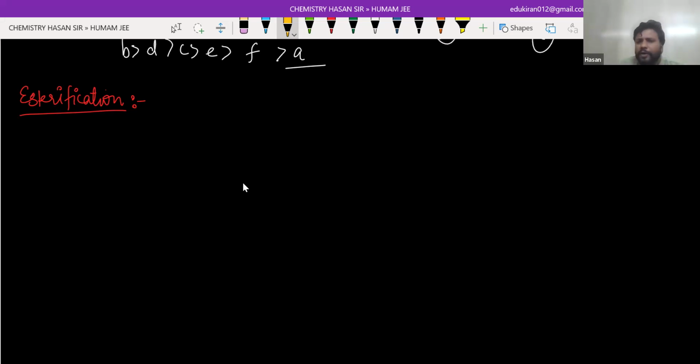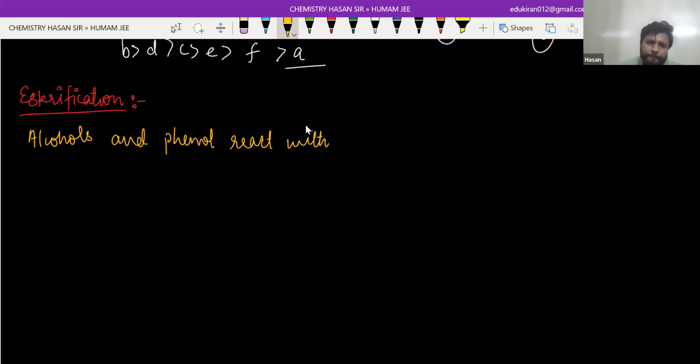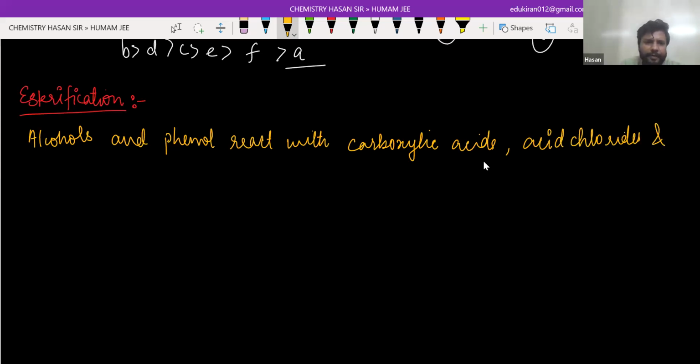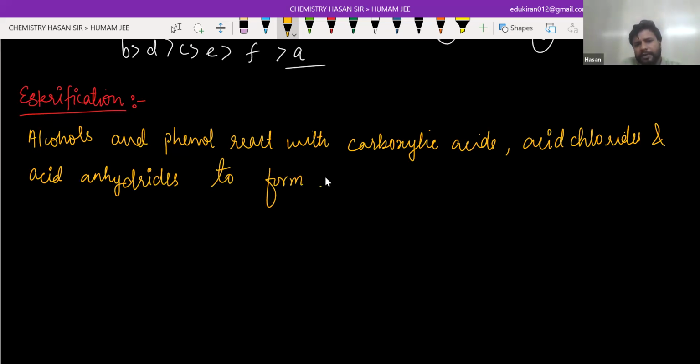There are other ways to prepare esters; that is called esterification. So I'm going to write alcohols and phenols. You can take alcohol and phenol and react them with carboxylic acids, or carboxylic acid chlorides, that means acyl halides, or acid anhydrides, to form esters.